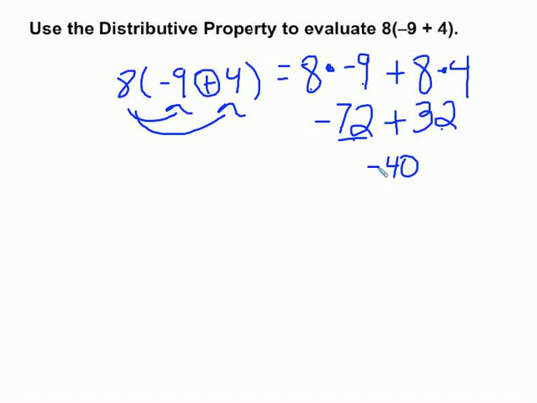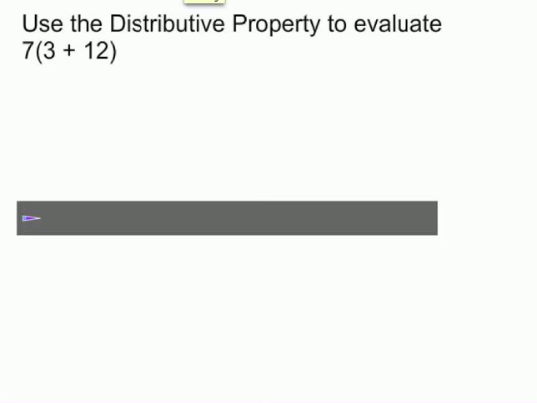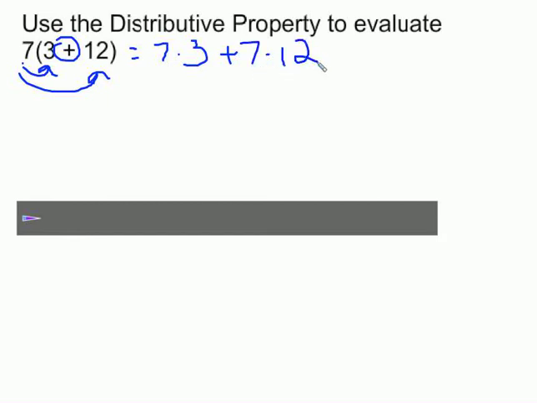Okay, let's try another one. 7 times the quantity 3 plus 12. At this point, if you're feeling confident enough, pause the video, try it before me. Alright, so let's get solving. Again, I see that this is a sum, so I have a number multiplied by a sum, so it's going to be 7 times 3 plus 7 times 12. I know 7 times 3 is 21. I know that 7 times 12 is 84. 21 plus 84, and that's going to be 105. And I have my answer.